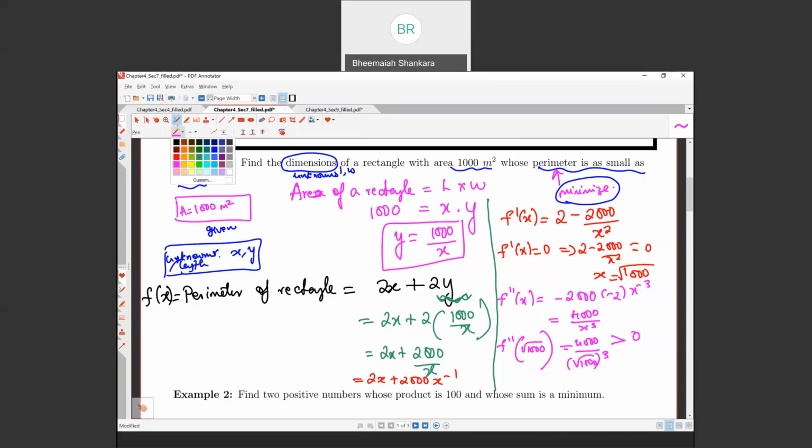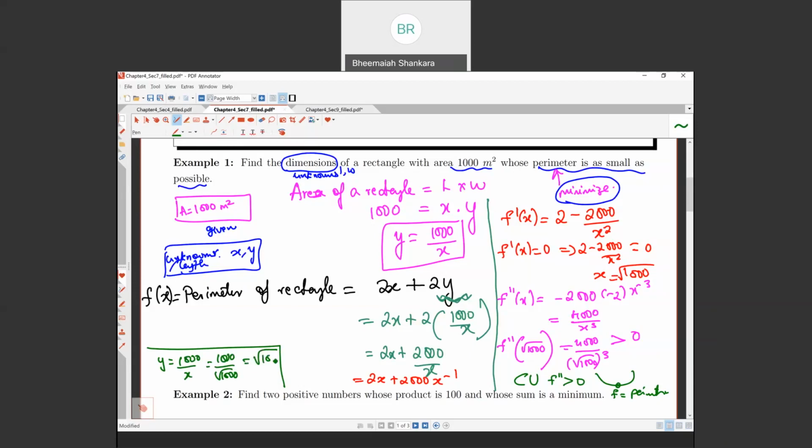So f double prime greater than 0, you know that this is the concave up curve when the second derivative is greater than 0. So the function will have a minimum at this point. The function in the problem is the perimeter, so you did minimize the perimeter in the problem. Also, the question asks you to find the dimensions when you're minimizing the perimeter. So we did find x. Let's go back and plug in the y value, 1000 divided by x, which is 1000 divided by root 1000. So your answer will be still the same, root 1000.